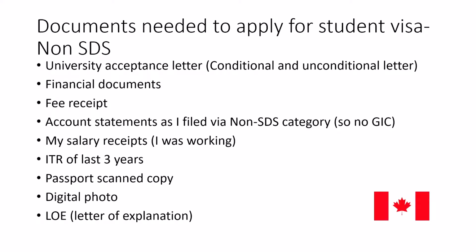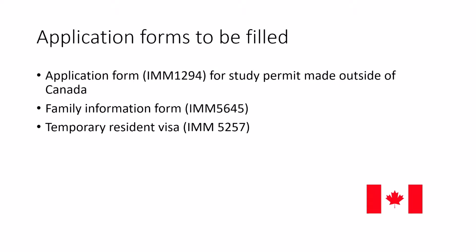These are some of the documents which I uploaded, and there were also some application forms that need to be filled. For example, we have IMM 1294. This is the main application form, in which you give your education details, which DLI or university you are applying to, and your student ID. You also give how much funds you'll be carrying, how much funds you have in your account, and what your fees are. All these details you fill in this application form.